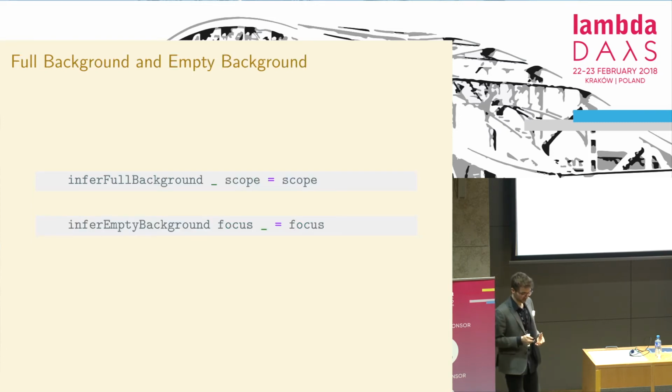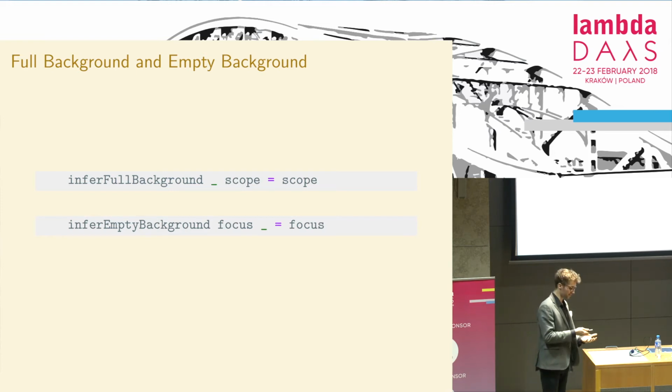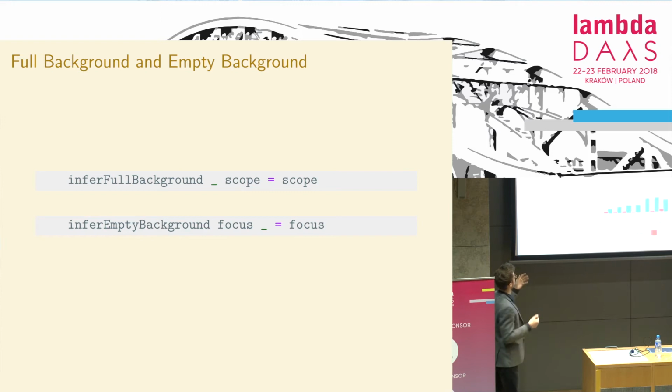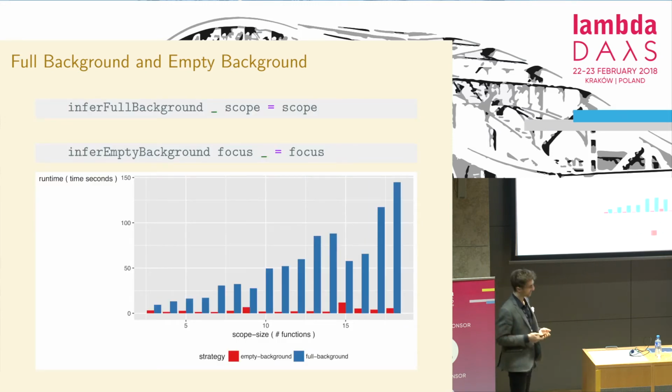Two trivial ways to do this: the first one is called full background, which means everything is interesting, and empty background, which means nothing except the thing we're interested in is interesting. So the empty background strategy, as we'll start to call it, will only find things like reflexivity. So only properties that relate only to the function that you're interested in. While full background is essentially the same as running QuickSpec. And you can see that empty background is already a lot quicker.